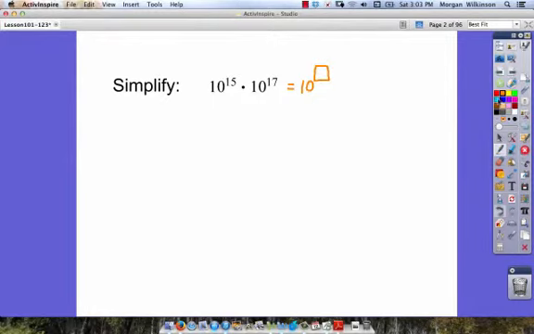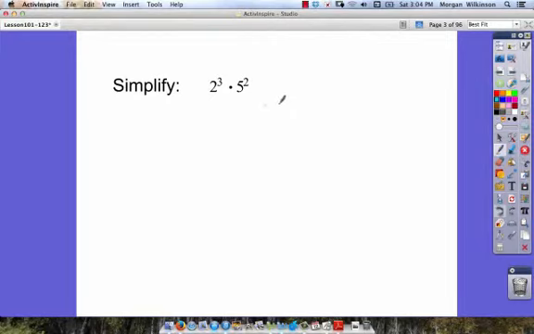Well, in order to fill in this box, we're going to have to say 15 plus 17, because that's how many powers of 10 we have in total, and that's 32. So 15 plus 17 gives us 32, so 10 to the 15th times 10 to the 17th is exactly the same thing as 10 to the 32nd power. Let's look at another problem.